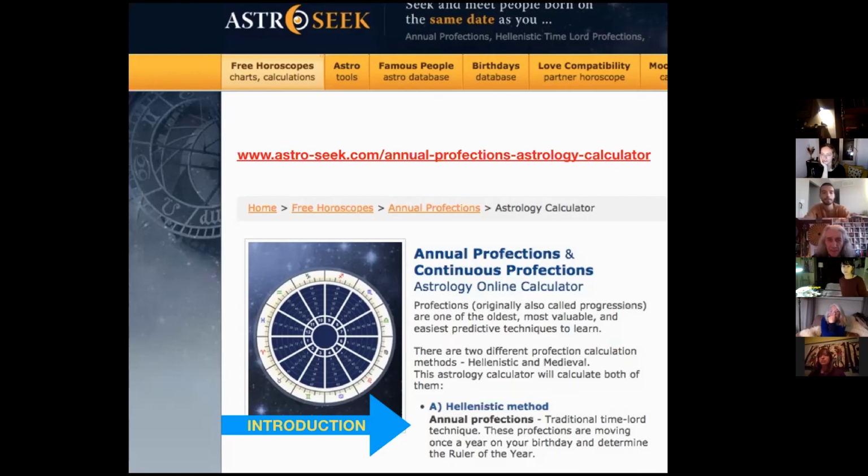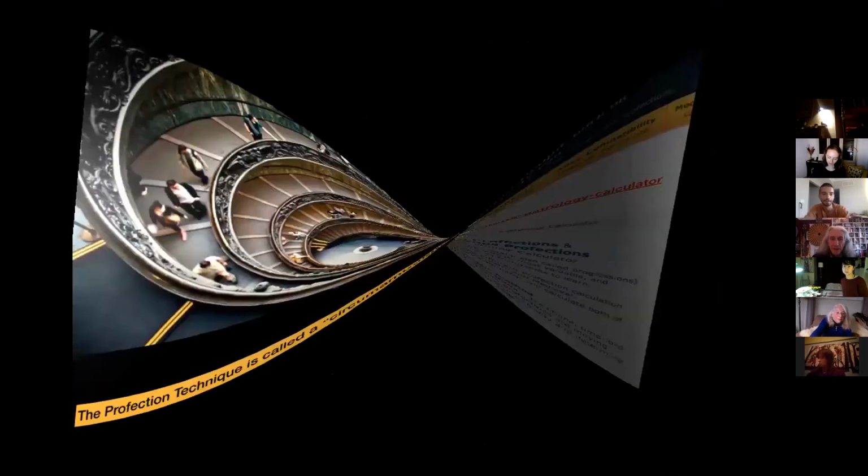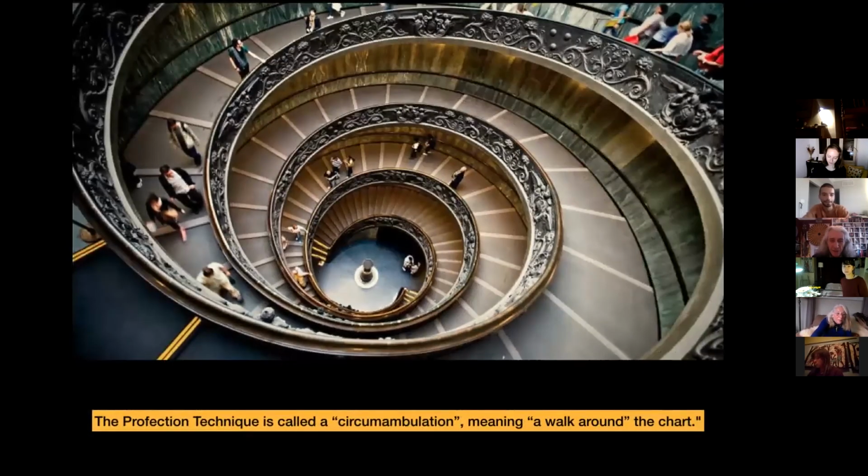The first place I came to was this website, astroseek.com, which conveniently calculates your current profections. The profection technique is called a circumambulation, meaning a walk around the chart. Yes, the spiral. I love spirals and I love applying them and experiencing them.